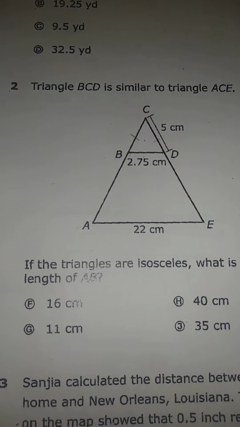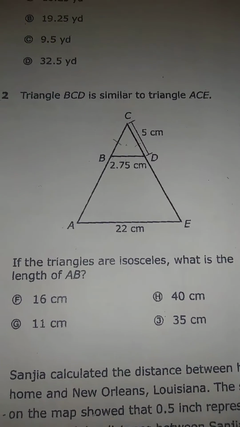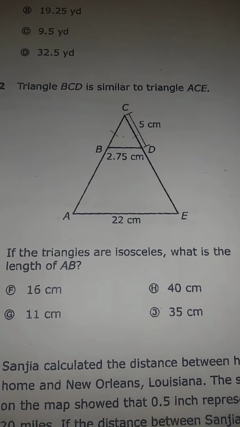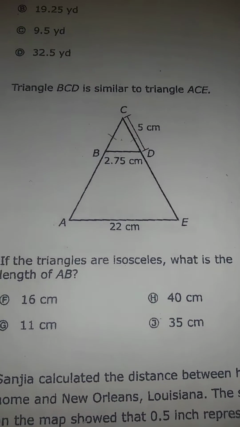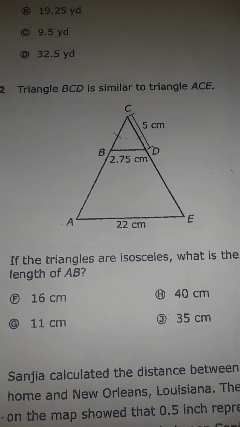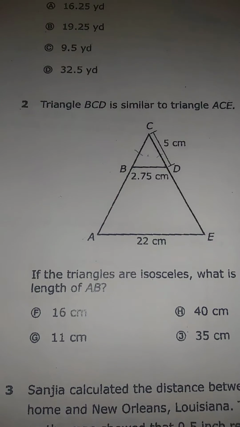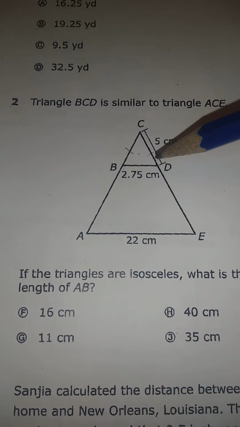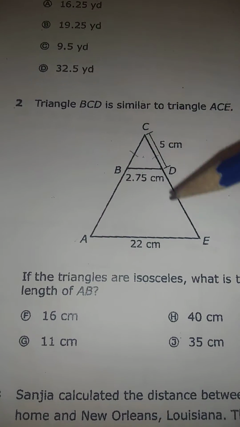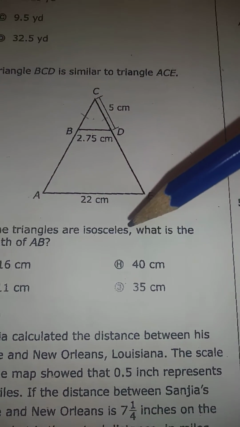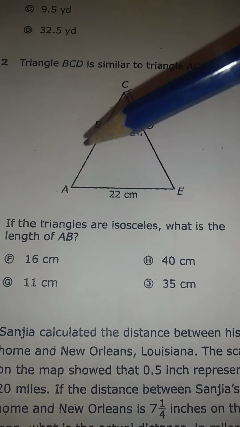Okay, good morning. Today we'll start our series on TEK 7.5C, which is to solve mathematical and real-world drawings involving similar shapes and scale drawings. Okay, so we're going to take a look at problem number 2. It says triangle BCD is similar to triangle ACE. If the triangles are isosceles, what is the length of AB?